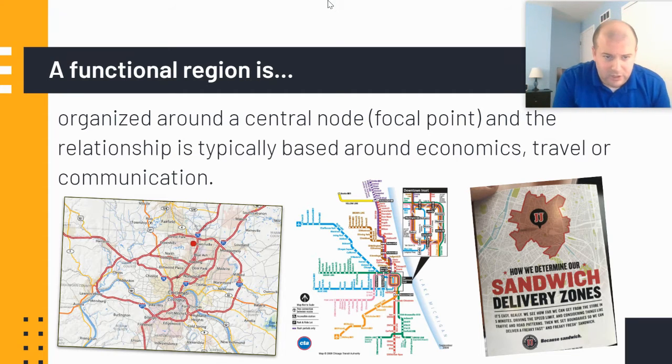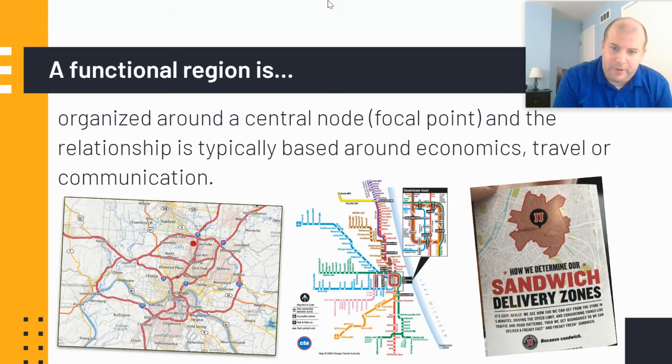So some examples. Let's look at the bottom left here. We have an airport. Airports are a major central node of travel activity, and economic activity as well. And people in surrounding communities will go to that airport for air travel. Eventually, if you get far enough away from the airport, there might be some other closer airport that people would go to. Hence, those people going to a different airport would no longer be a part of the functional region of that one airport.